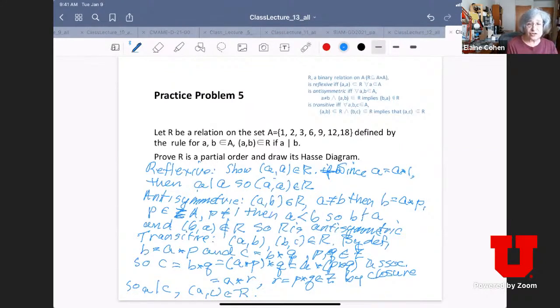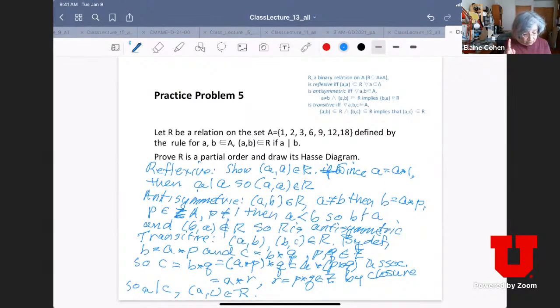Notice to prove this, we didn't have to go through and look at pairwise versions of this thing. At no time did we have to go through this and say, well, let me look and figure out all the elements of the relation.